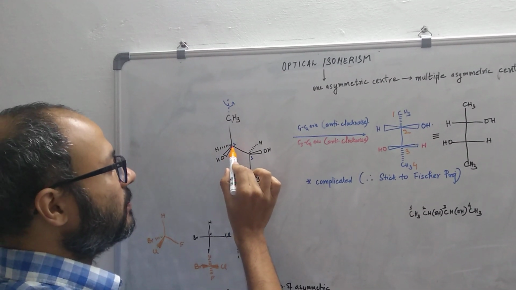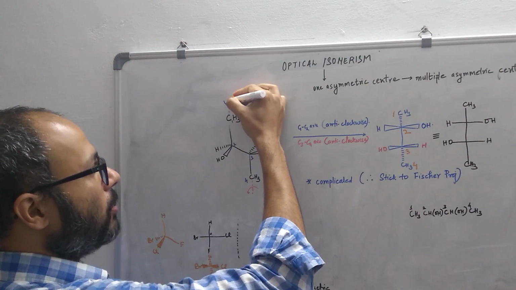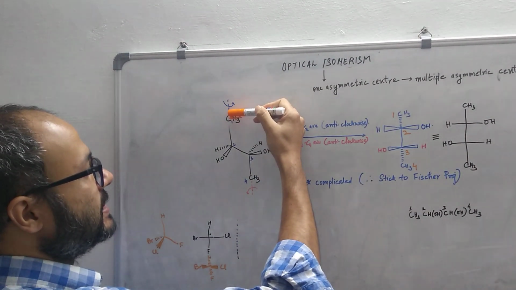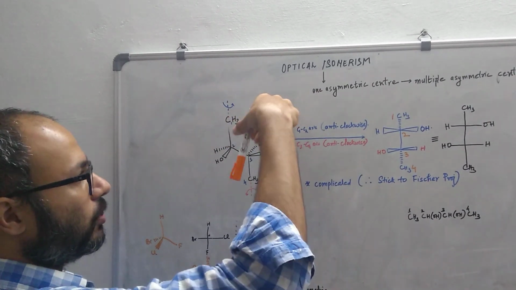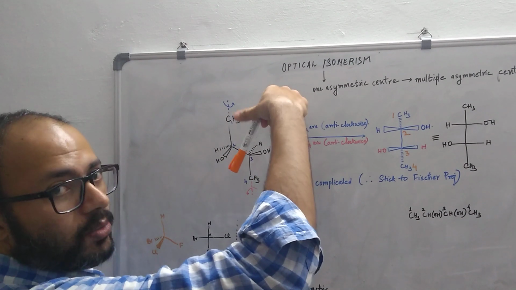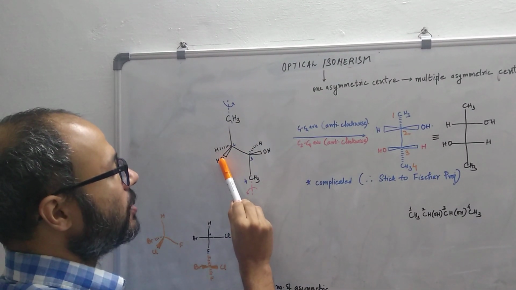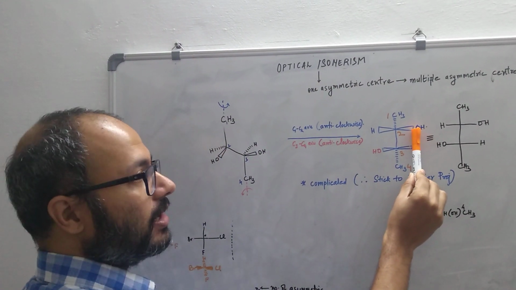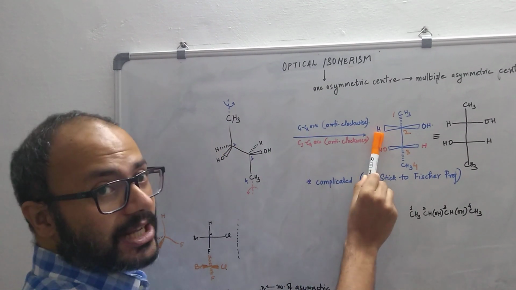Okay, so if I concentrate on this second carbon, and if I rotate my molecule along this particular C1, C2 axis, if I rotate it anti-clockwise, what will happen? This OH will be coming on the right side. So OH will be coming on the left side. So automatically this bond will be having my H.